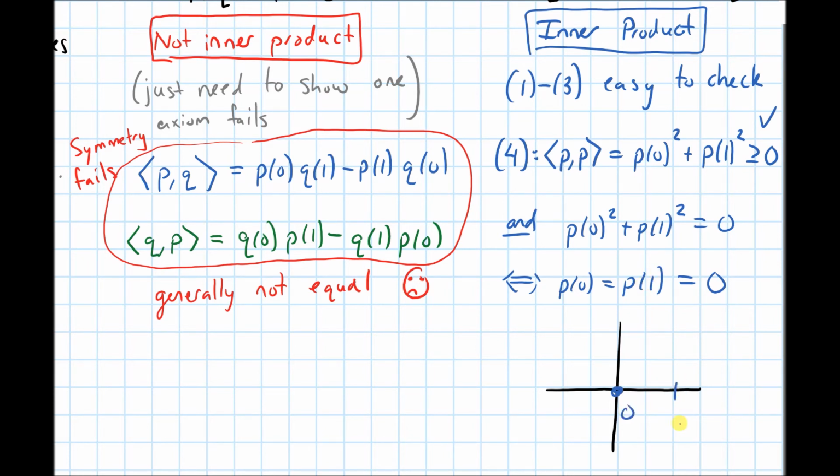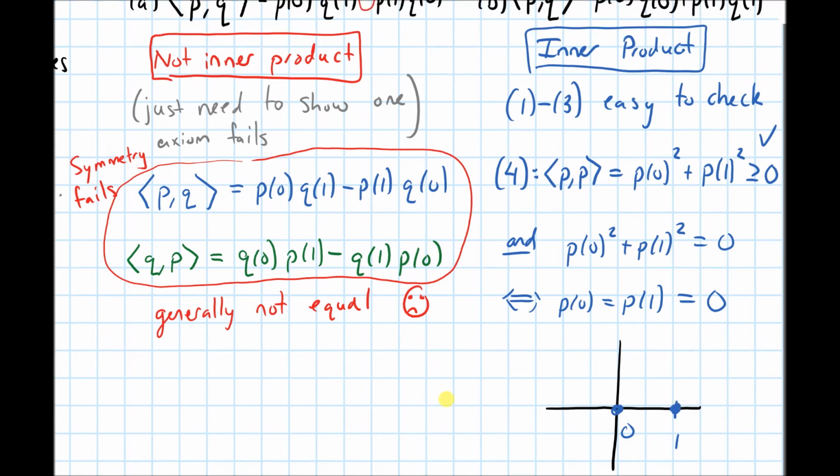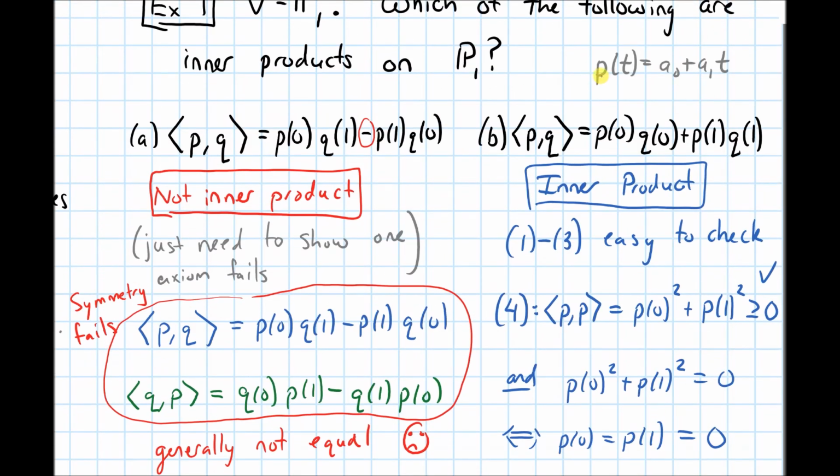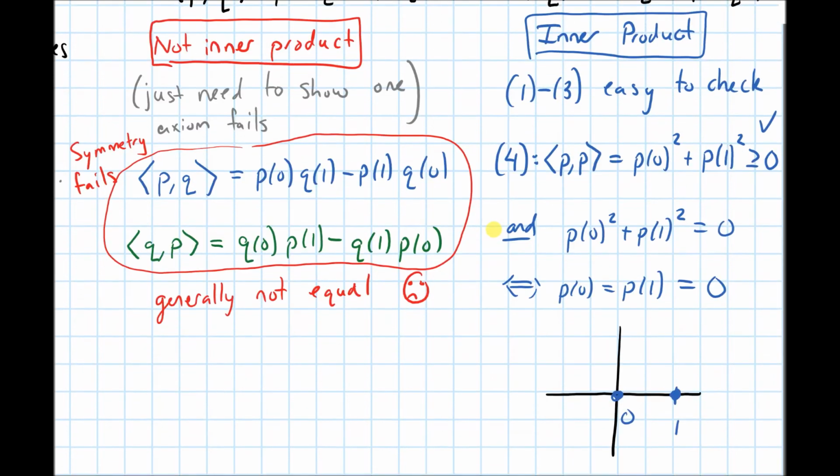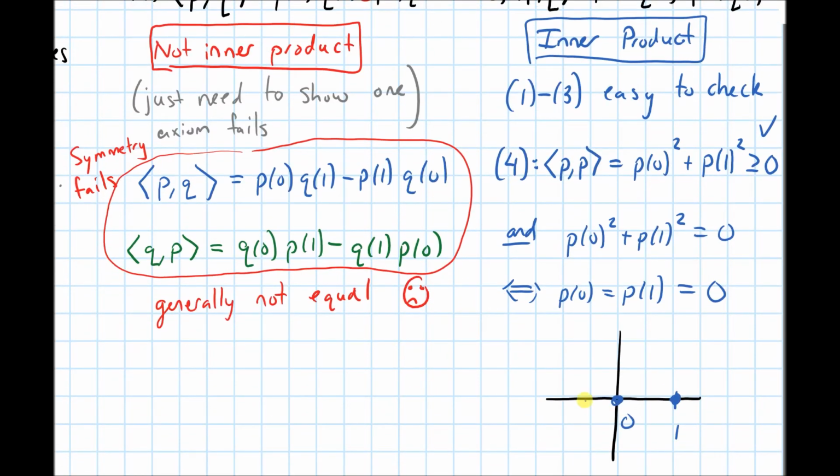And when I plug 1 into my function, I also get out 0. But we're talking about a polynomial in P1, so this is a line. So we need to be drawing a line that goes through these 2 points. That line has to just be the 0 polynomial. So the only possible line here is P of t equals 0. And that's what we wanted to show. That was the second part of this.